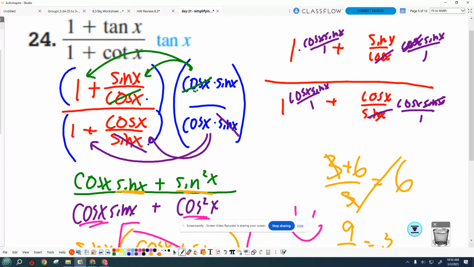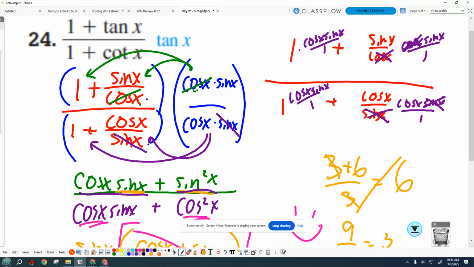So cosine x sine x is cosine x sine x. This business, the cosines cancel and it's sine times sine, which is sine squared. This guy down here, cosine sine times 1 is cosine sine. This guy, sine canceled with sine, so I'm left with cosine squared. Alright, very good. Yep. Thank you.